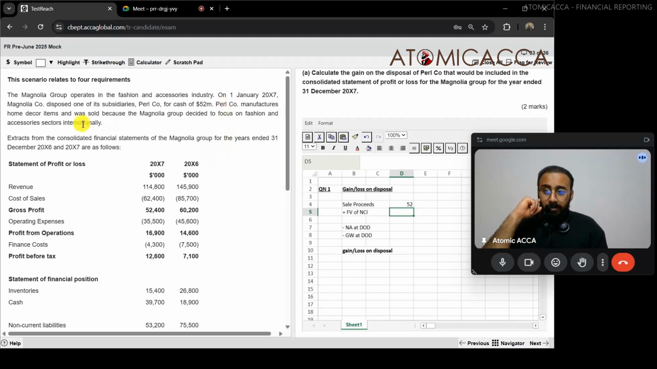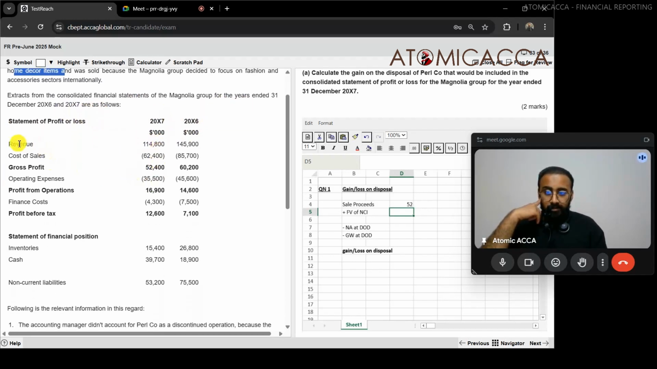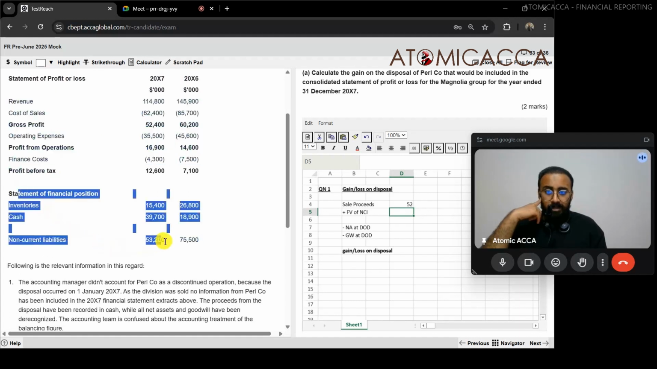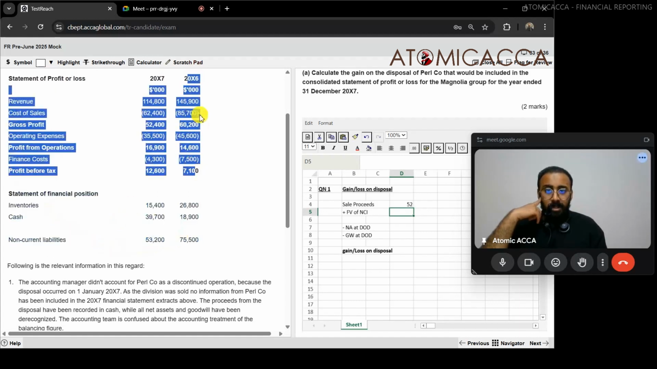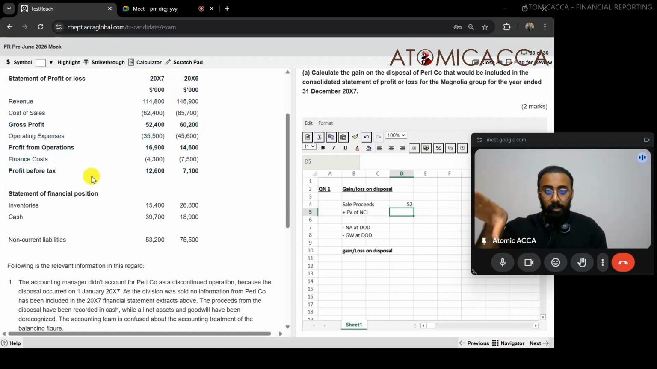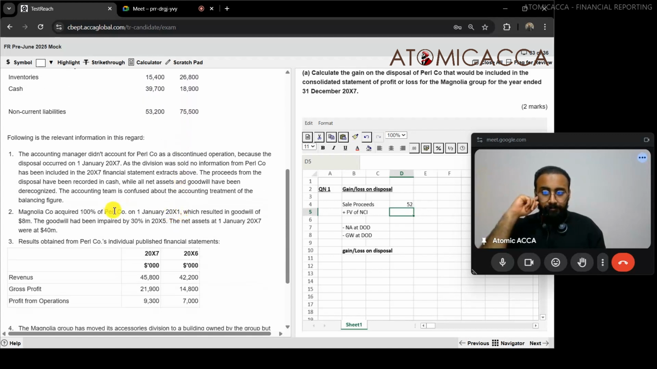Then Pearl Company manufactures home decor items. Magnolia Group is in the fashion and accessory industry, while Pearl Company is in home decor, and it was sold because the Magnolia Group decided to focus on the fashion and accessory sector internationally. Extracts from the consolidated financial statements of Magnolia Group for the years ended 31st December X6 and X7 are given. We have the SOPL and the SOFP. Keep in mind X6 is Pearl Company plus the Magnolia Group together, and X7 is only Magnolia Group. So just have an understanding of that.